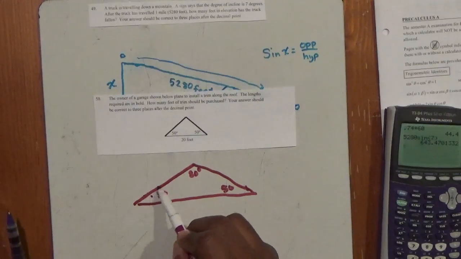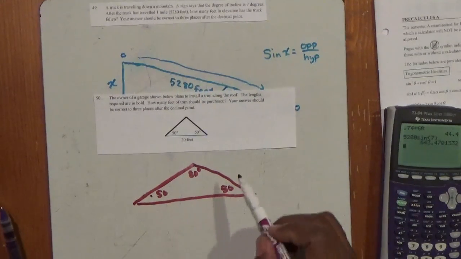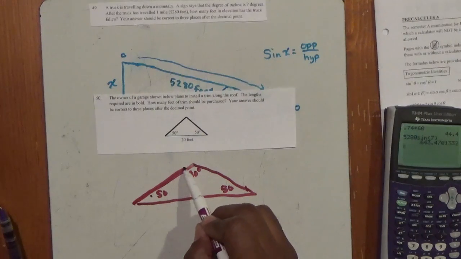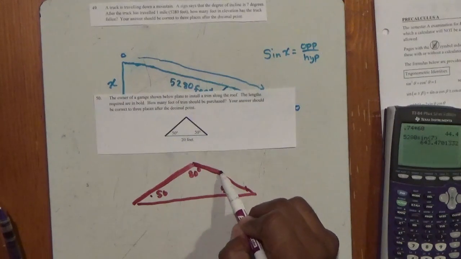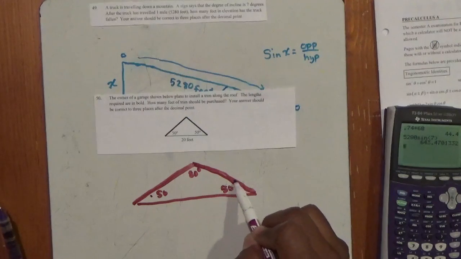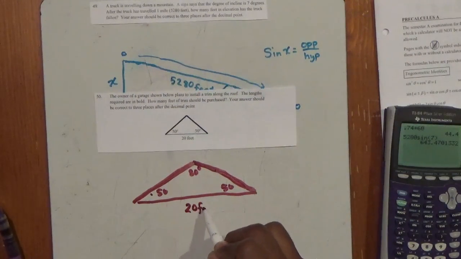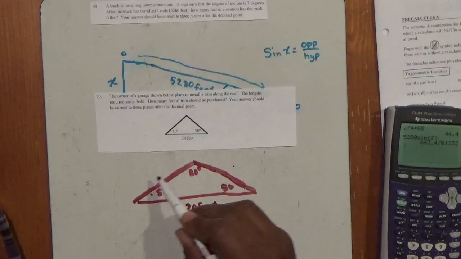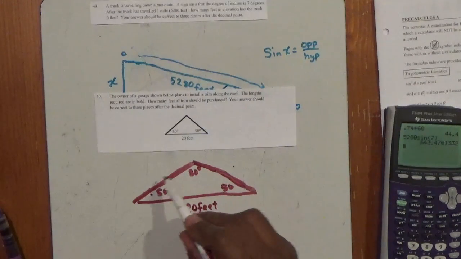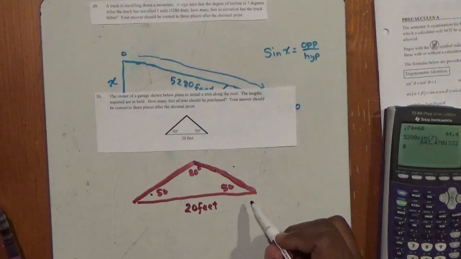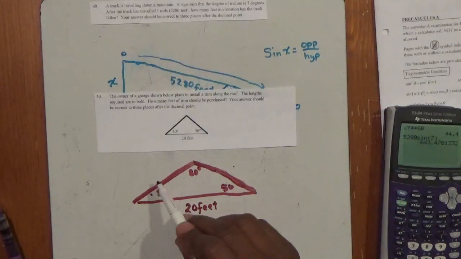It should make sense to you. Remember, we're trying to get this length, and you know this side is 20 feet. So we need to find one of these lengths, and we know we're dealing with an isosceles triangle. So if I know one, I know the other.